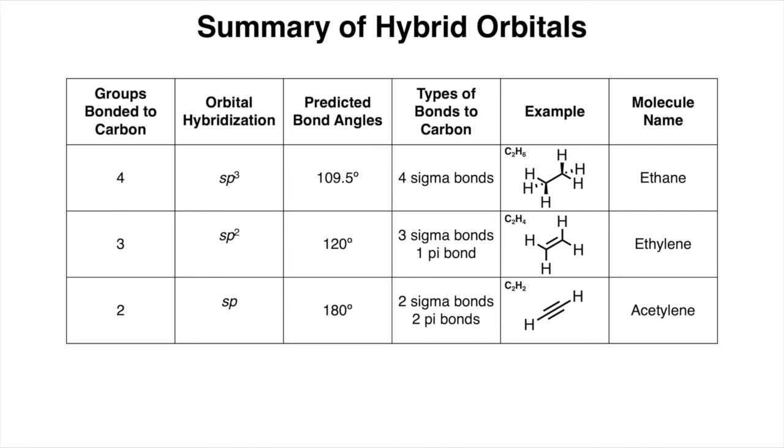And lastly, if carbon has 2 groups bonded to it, it has sp hybridization with the bond angle of 180 degrees, where 2 bonds would be sigma and 2 bonds would be pi.